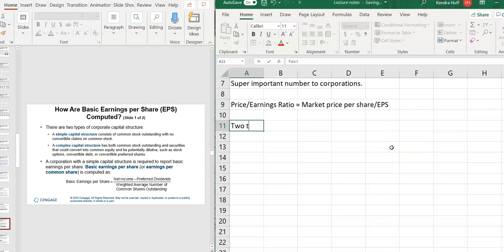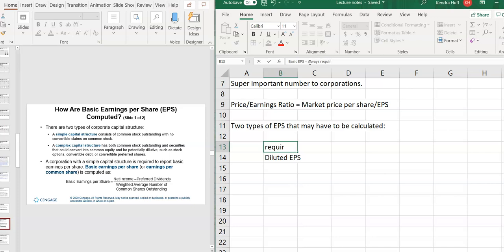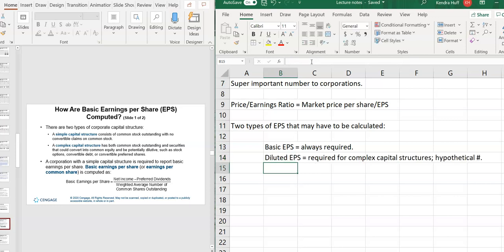Okay, so there are 2 types of earnings per share that I'm going to say may have to be calculated. There's basic earnings per share and diluted earnings per share. Basic earnings per share is always required. Everybody has to have basic earnings per share. Diluted earnings per share is required for complex capital structures. And it's a hypothetical number. It's not going to actually be a real number.